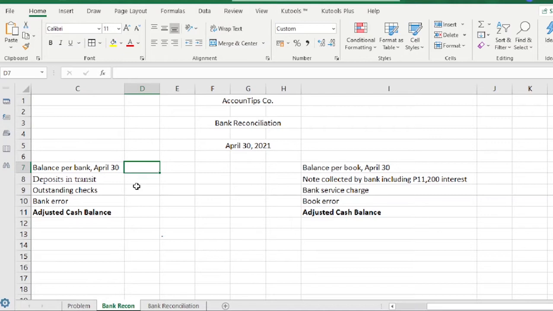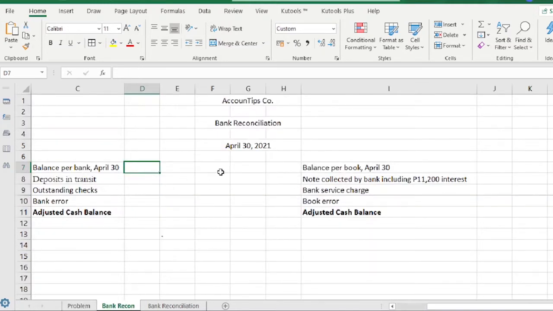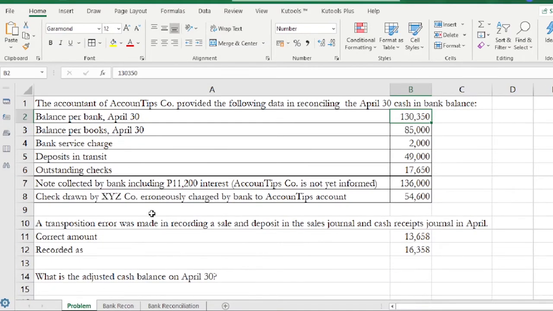You just have to input the amount of each section so that we could get the adjusted cash balance. We will first input the amount of balance per bank, and in order to do that, we have to go back to the problem sheet. The amount of balance per bank is 130,350 as stated in the problem. Now, we can input it in our solution. Now, we will proceed with the bank adjustments. Assessing the problem, I see the first bank adjustment is the deposits in transit.